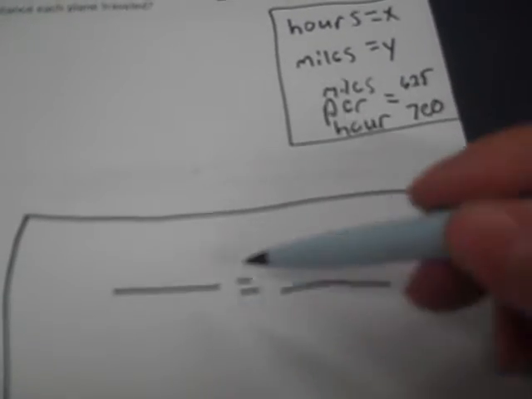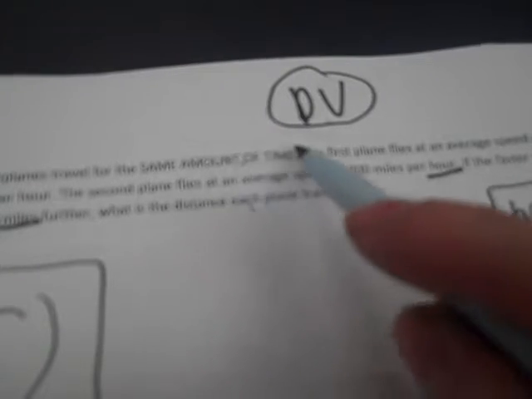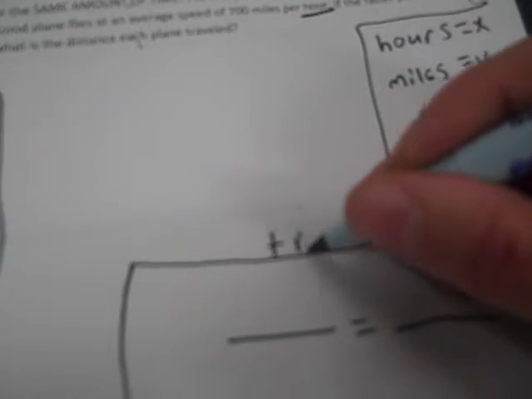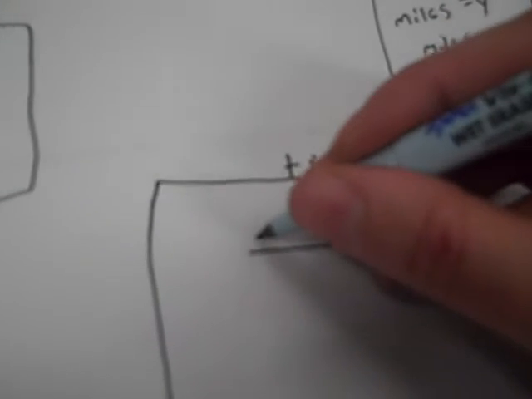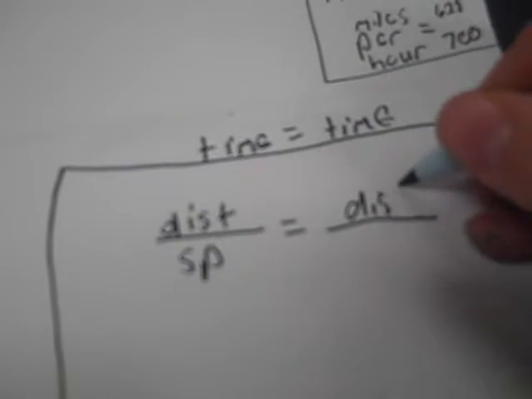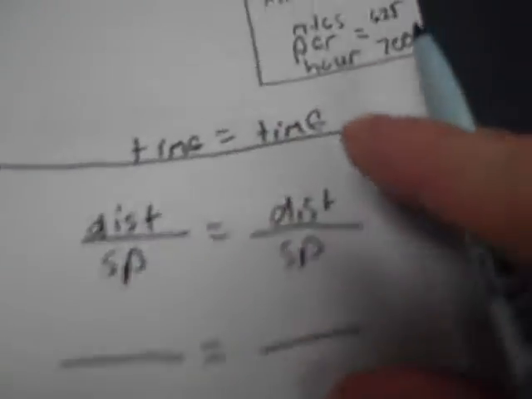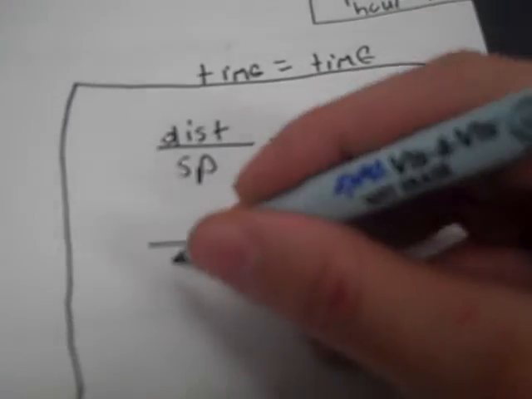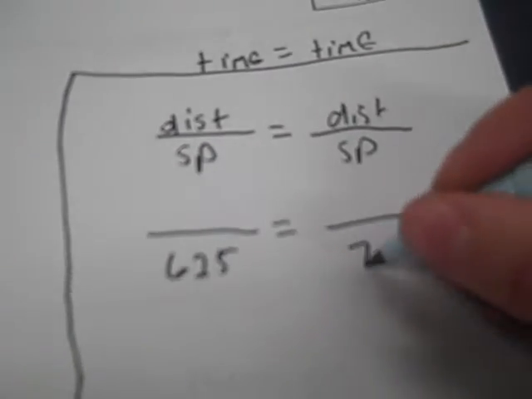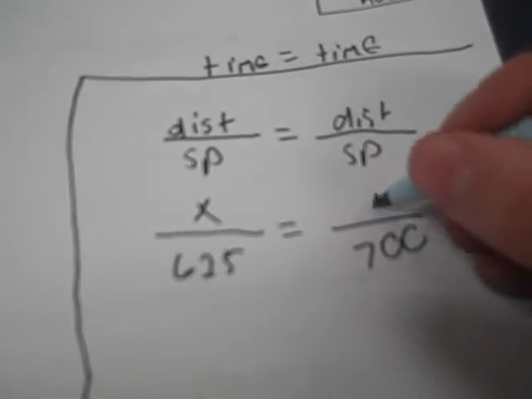Now, is putting miles, hours going to work? Do you have enough info to do that? No. See how it says same amount of time. So the times are equal. That means the distance divided by the speeds have to be equal. Well, guess what? We know the speeds. We know we had 625 and 700. I don't know the distances. Those are my 2 answers, so those are both x's.